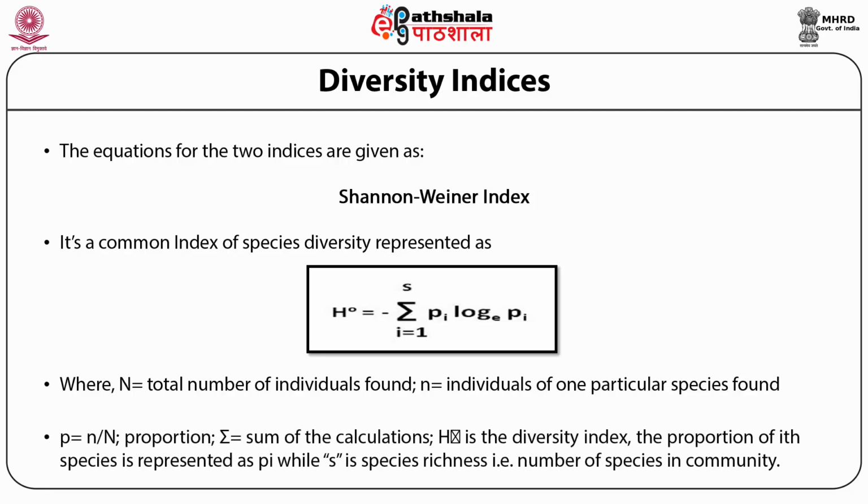Small p is equal to small n divided by capital N, which means individuals of one particular species found divided by total number of individuals found. Summation is the sum of the calculation. H naught means diversity index. The proportion of the ith species is represented as pi, while small s is species richness, that is, the number of species in the community.